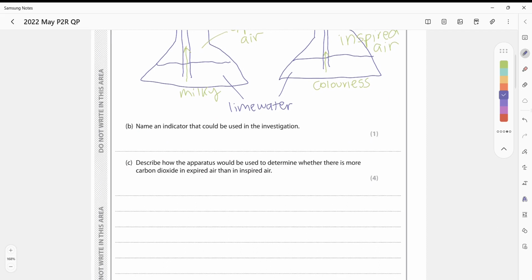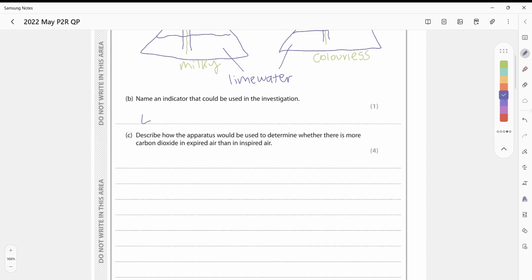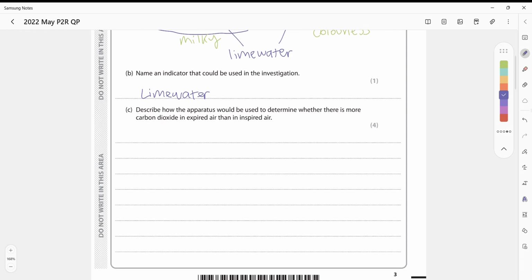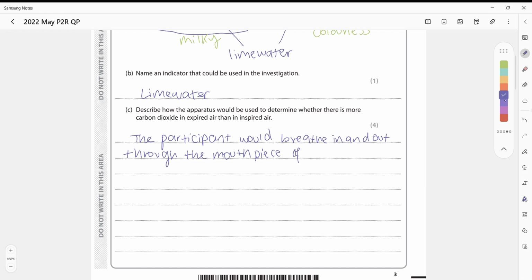Okay, part B, name an indicator that can be used for this investigation. This would be lime water. And then part C, describe how the apparatus would be used to determine whether there is more carbon dioxide in expired air than in inspired air. So we've gone through this part earlier. So the participant would breathe in and out through the mouthpiece for maybe about a minute.